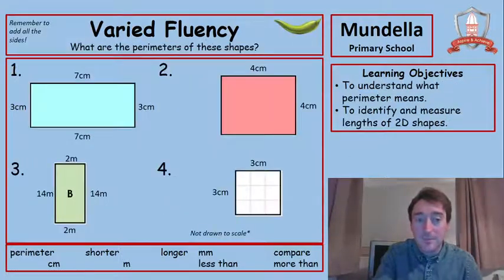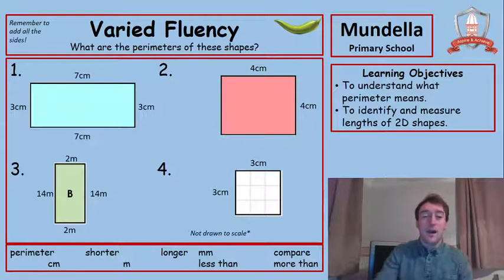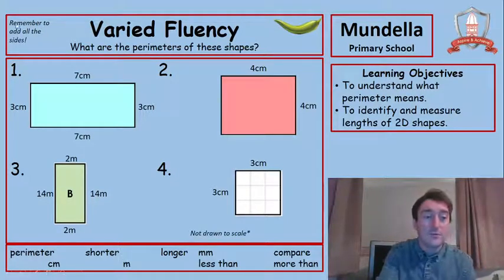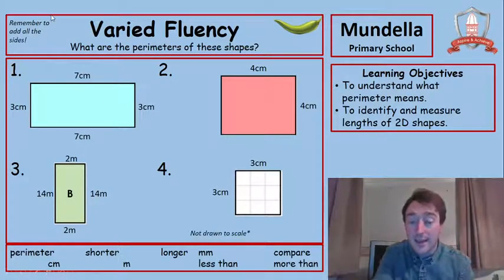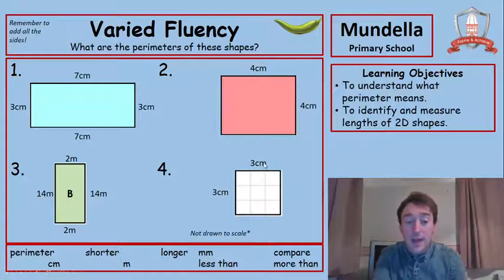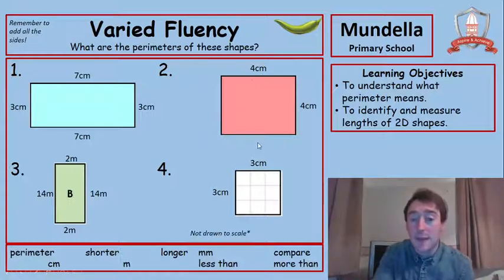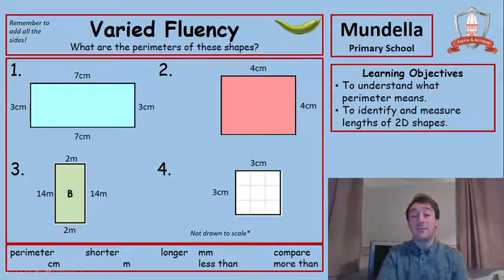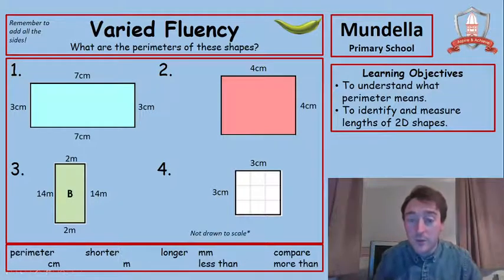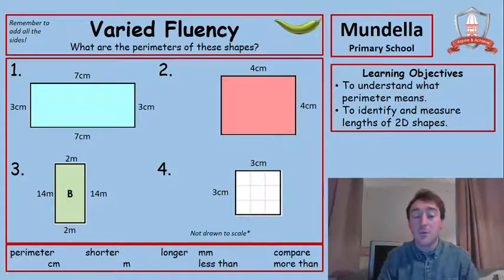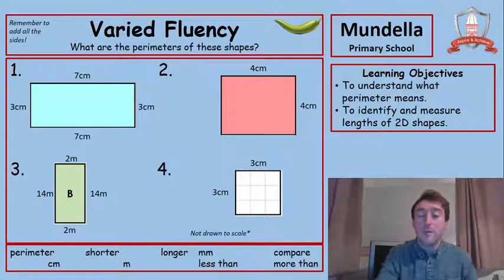Let's move on. Let's have a go at these ones. I've put a little reminder in the top corner. It says, remember to add all of the sides. In some of them, it doesn't have measurements for all the sides, but you'll know if it's a square that all of the sides are the same length. So the 4, 4, 4 and 4, 3, 3, 3 and 3. Remember to add all of the sides. If you want to try the green questions, pause the video now and then unpause when you're ready to check the answers.